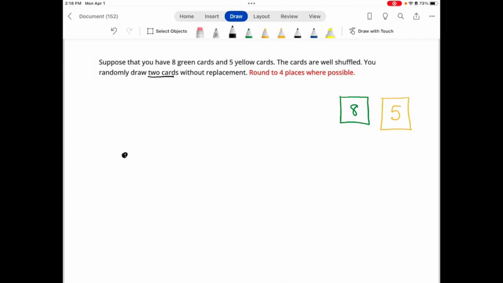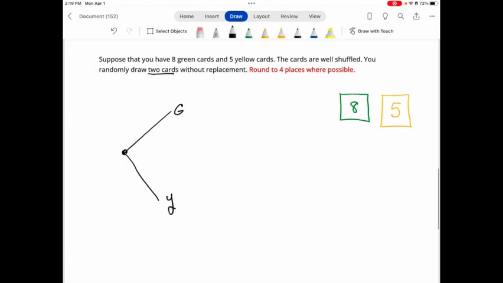So this is how we determine how to make our branches, because we're going to have a possibility for the first card of picking green or yellow. And then the next layer of branches would be what we pick on the second card. So for the first card, we have the probability of getting a green or a yellow.